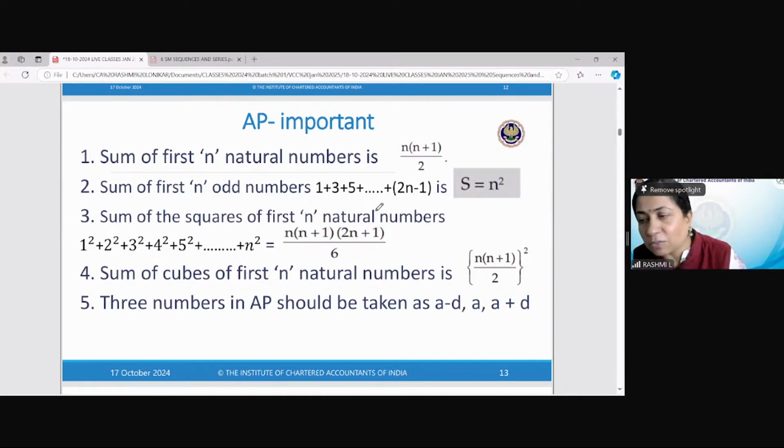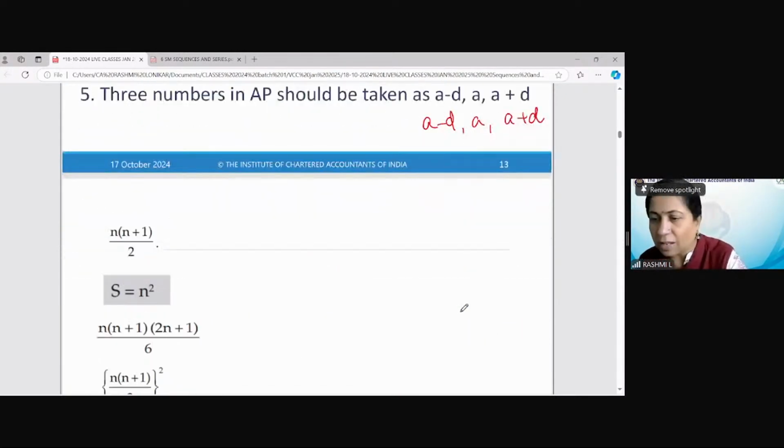Sum of the squares of the first n natural numbers: 1 square plus 2 square plus 3 square will give me n into (n plus 1) into (2n plus 1) upon 6. Sum of the cubes of the first n natural numbers is [n into (n plus 1)] whole square upon 2. And if I want three numbers in arithmetic progression, then you should take the numbers as a minus d, a and a plus d. So we'll just revise this again.